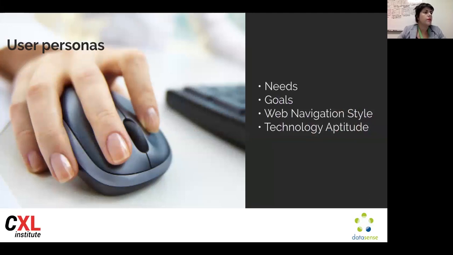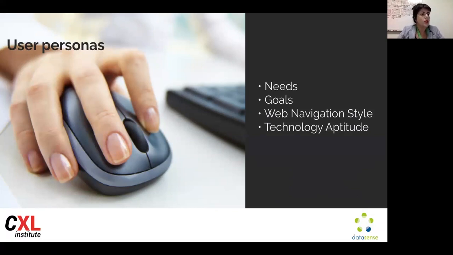So again, user personas focus mostly on user needs, so what your user needs from your product, and goals. You can have other elements in user personas that tap into the web navigation style. And you may have interest in knowing other aspects of this user's aptitudes and personalities, such as, for example, technology, right? How do they feel about technology? Are they advanced users? Are they naive users?